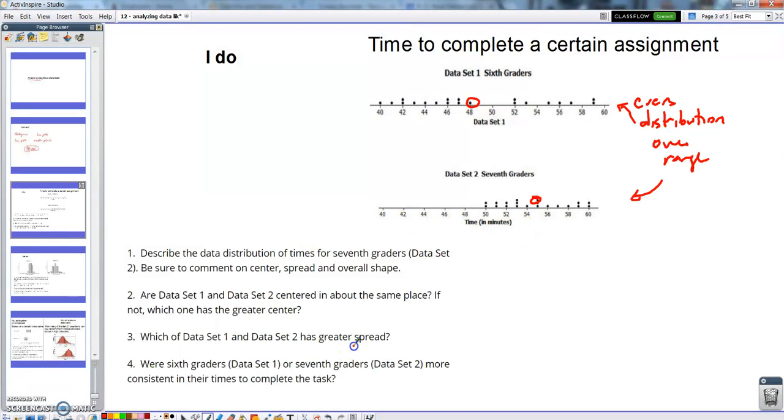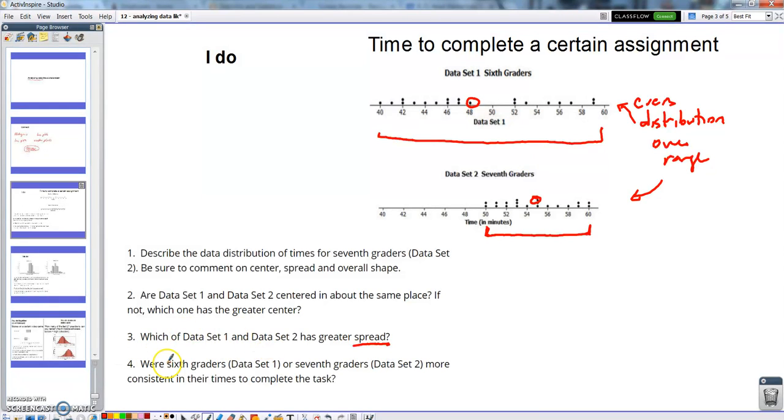And we talked spread too. Much bigger spread here. Spread means range. Big spread, small spread, and that tells me a lot. If I teach 7th grade, I can expect a much smaller spread of times that they're going to take to finish this assignment.